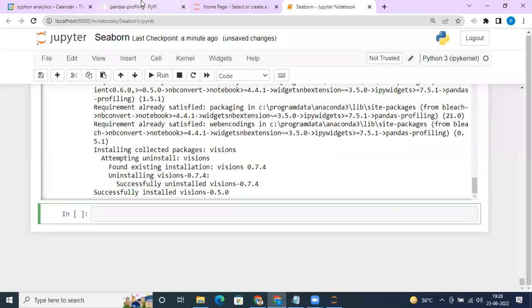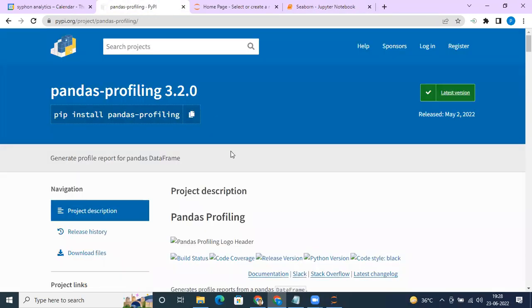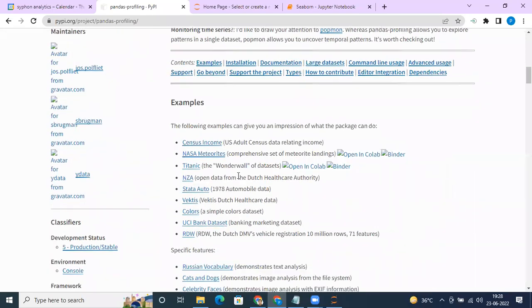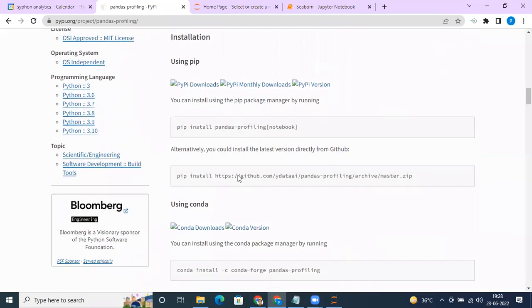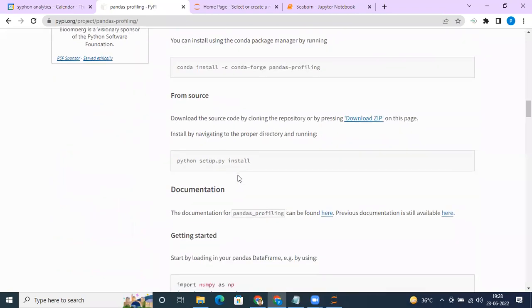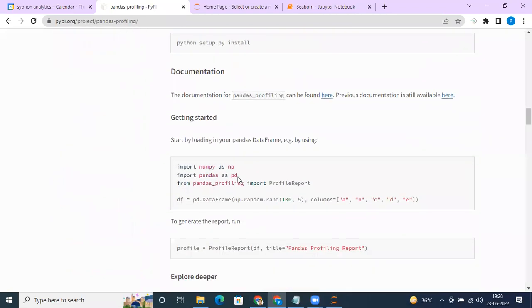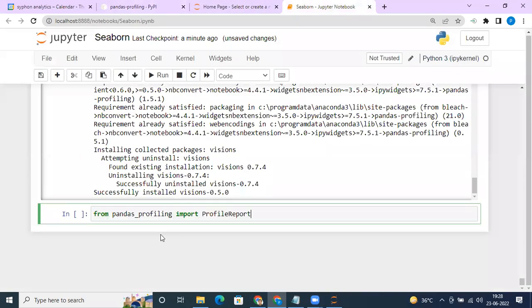Okay, great, let me try. Yeah, it is done. It has been done. Now let me use this library. Where is the library? That's fine. Let me import this, like this.